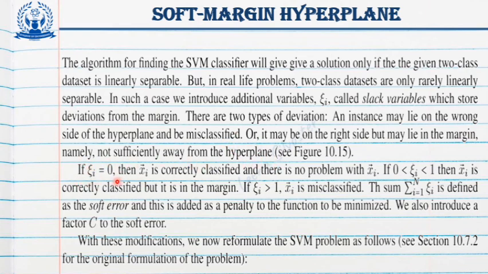If eta i equals 0, then x i is classified correctly and there is no problem with x i. If eta i is between 0 and 1, then x i is correctly classified, but it is in the margin. If eta i is greater than 1, then x i is misclassified. The sum over i equal to 1 to n of eta i is defined as the soft error, and this is added as a penalty to the function to be maximized. In order to control this, we introduce another factor c for the soft error. So we can reformulate the SVM problem from the previous slide as follows.